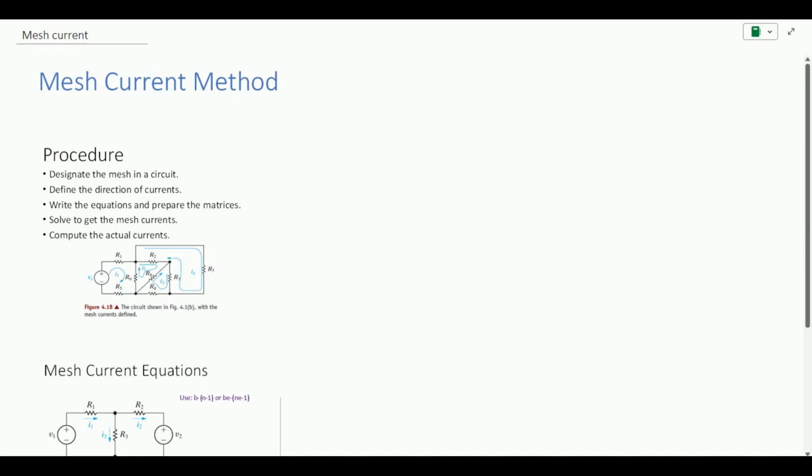Welcome learners. Let us now discuss the second powerful technique to solve any given electric circuit, and that is the mesh current method. Now, what is a mesh?